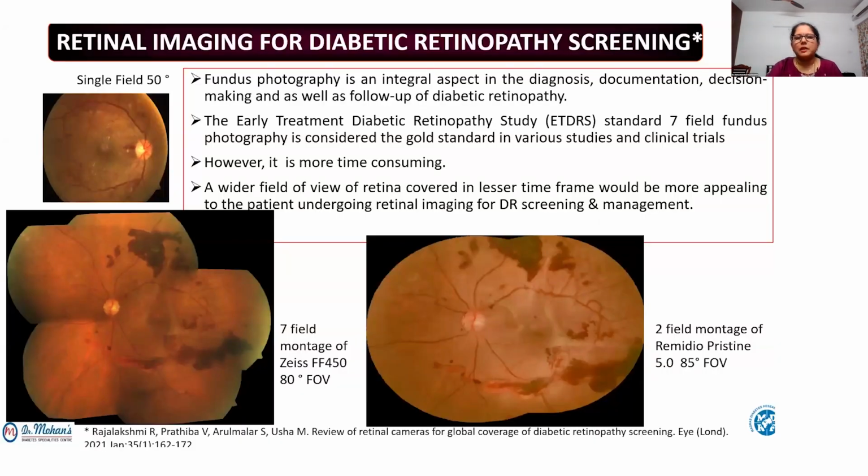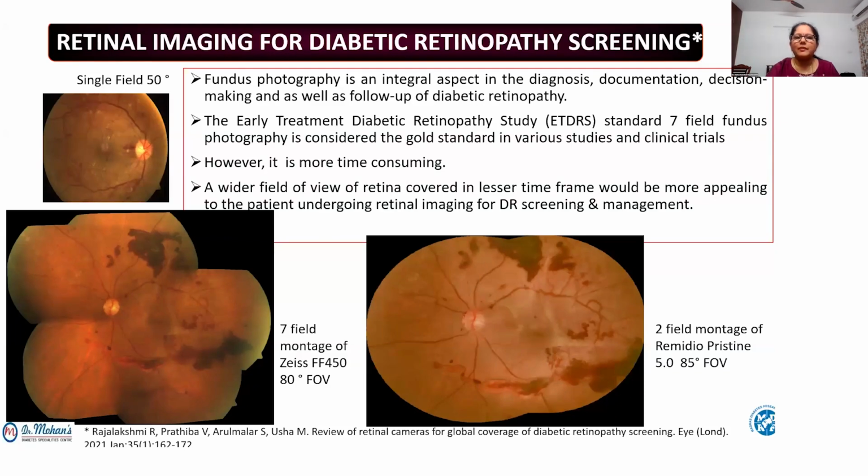Fundus photography, irrespective of whatever camera we use, is an integral part of the diagnosis of retinopathy and documenting the retinopathy lesions. It helps us in making decisions as well as follow-up of our patients with diabetic retinopathy. While this standard single field fundus photograph is what we very often see in many of our clinics, the ETDRS standard 7-field fundus photography is considered the gold standard for various studies and clinical trials. As you can see, it gives us a nice big picture. However, 7-field fundus photography is more time consuming.